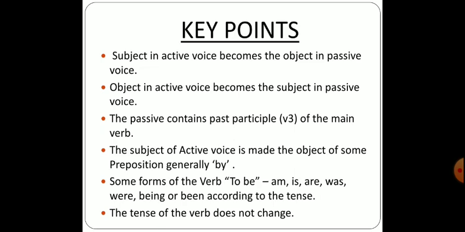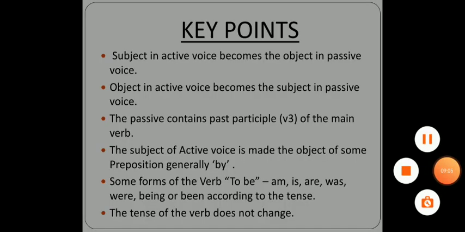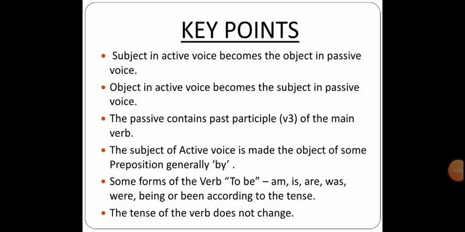The passive contains past participle, that is verb's third form. In verb we have three forms: verb 1, verb 2, verb 3 of the main verb. Verb first form means the main form, verb 2 indicates the past form, and verb 3 means past participle. So whenever we are supposed to change it in passive voice, always remember that we are supposed to make the past participle of the main verb. Over here, the subject of active voice is made the object of some preposition, generally by.